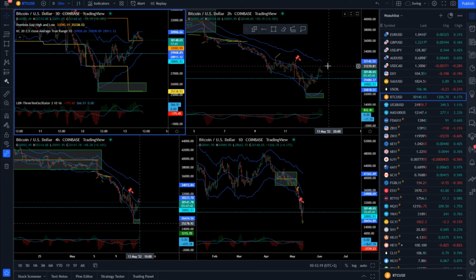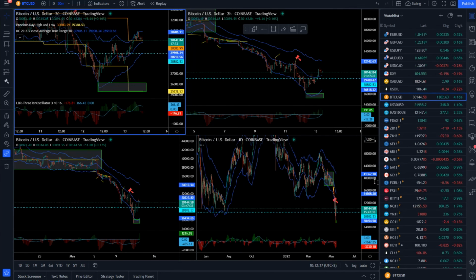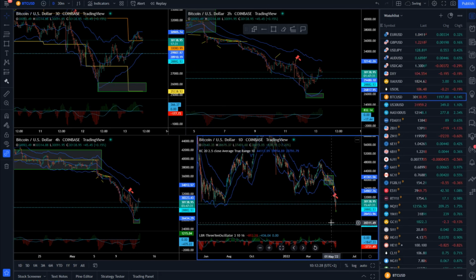This might be the ABC on the 2-hour, 4-hour time frame, so watch carefully because we might see another downside swing on Bitcoin, even up to, even towards the 20,000 mark.